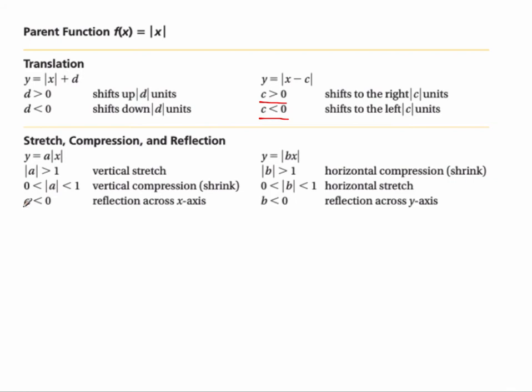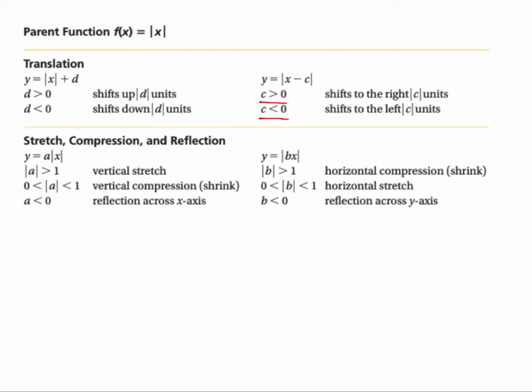And of course, when a is less than 0, you're going to have a reflection across the x-axis. Now, it's really pretty hard to tell with just straight absolute values when you move b inside and you're not adding anything to it. But when the absolute value of b is greater than 1, we're going to call that a horizontal compression. And when the absolute value of b is between 0 and 1, we're going to have a horizontal stretch. And when b is negative, that's a reflection across the y-axis.